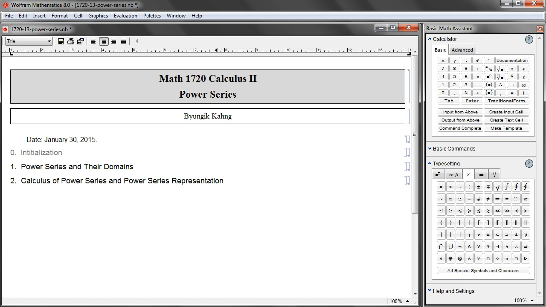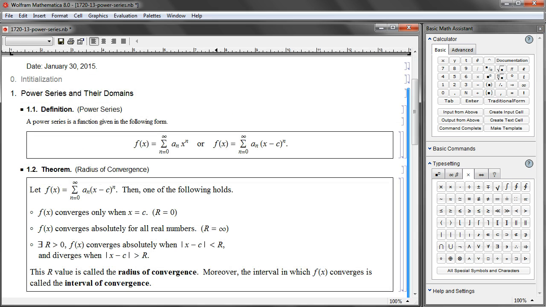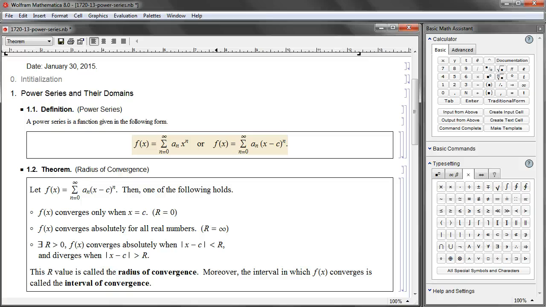And the easiest of such examples is a power series. What is a power series? It's a kind of function defined, well, kind of like these. Summation, n is running from 0 to infinity, a_n x to the nth power, or in a little bit more general form, n is running from 0 to infinity, a_n (x minus c) to the nth power.